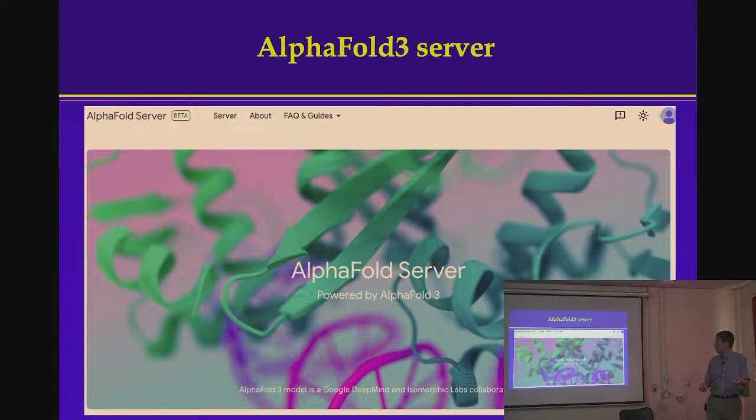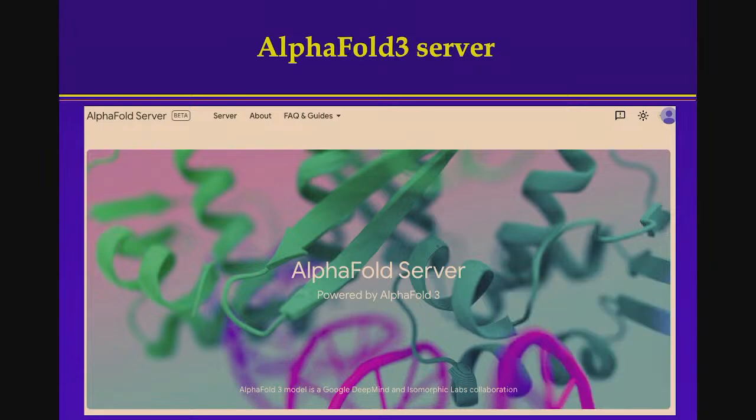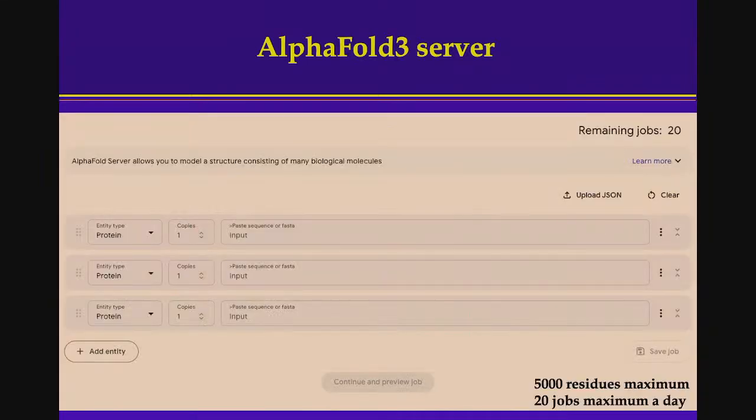Okay? So, and most importantly, actually, now they have a server that you can use. You can go there and it's run through Google. Very powerful server. I use it all the time. And very simple input interface. You can put in 5,000 residues maximum. You can put in a very large complex with 5,000 residues into it. It'll do the calculation for you.